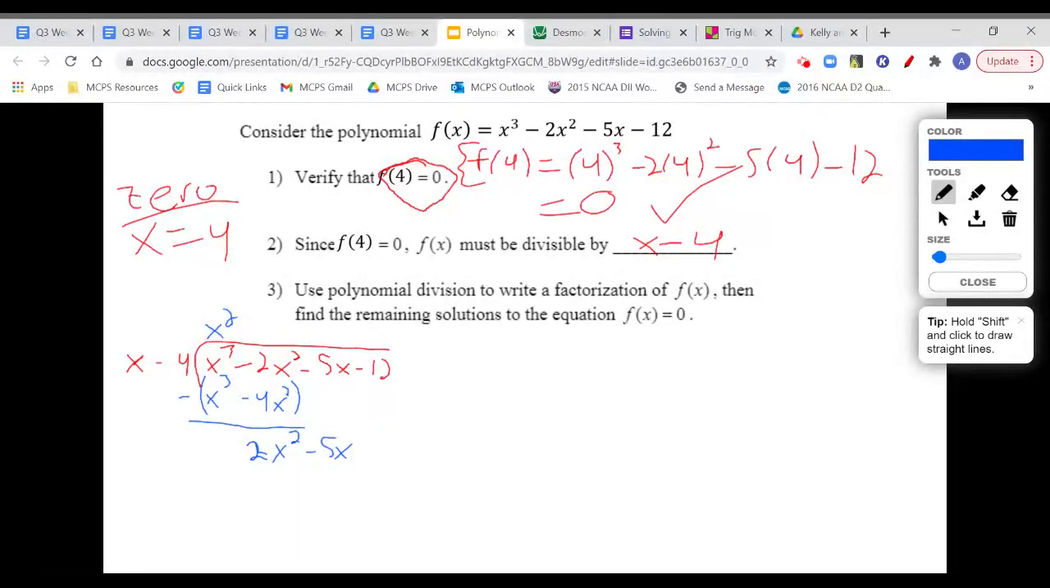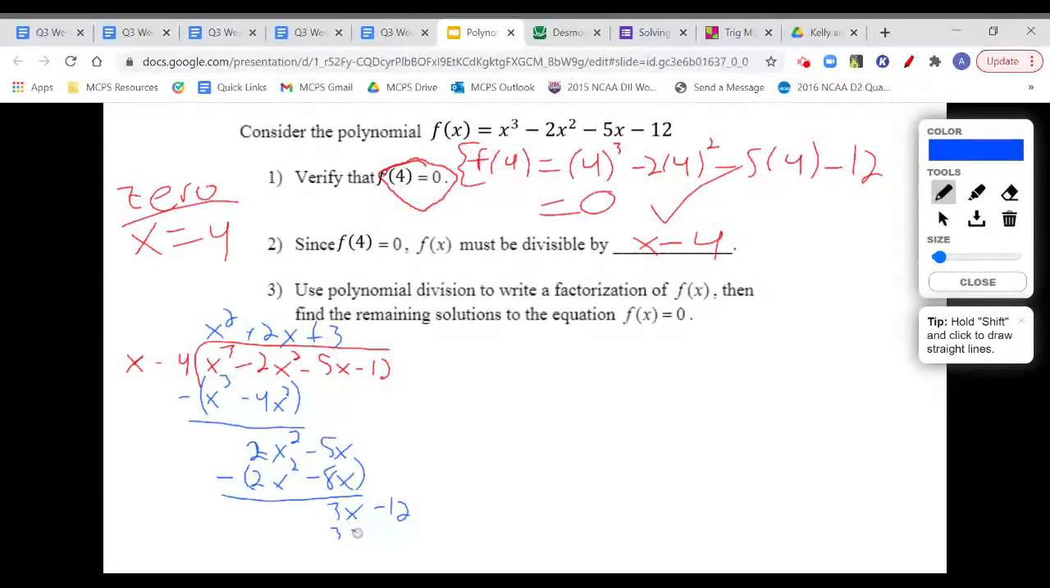How many times does x fit into 2x squared? Well, that fits in 2x times. 2x times x gives me 2x squared. 2x times negative 4 gives me minus 8x. And then I'm going to subtract. Negative 5x minus negative 8x gives me positive 3x. Then I bring down the negative 12. I say, how many times does x fit into 3x? That happens positive 3 times.